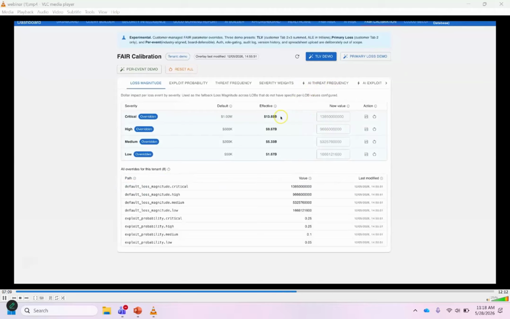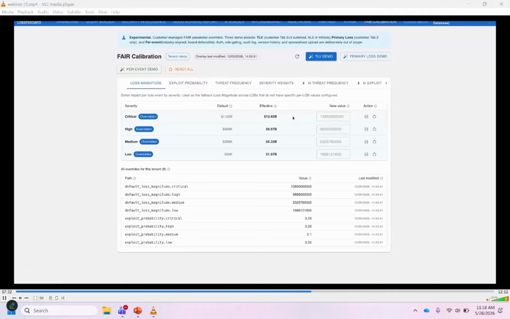The TLV preset uses total loss value numbers. TLV shows the all-in figure, including primary loss, secondary loss, regulatory exposure, brand damage, and recovery. This is a useful preset when talking to your board or when you have completed your own annualized loss work and you want the biggest credible number on the table.